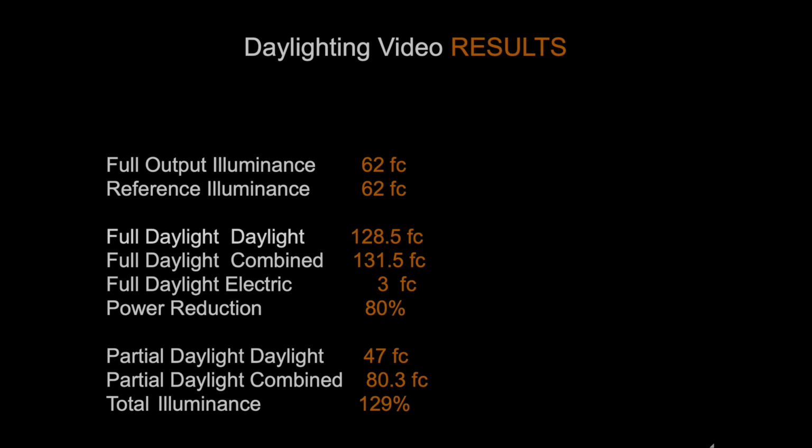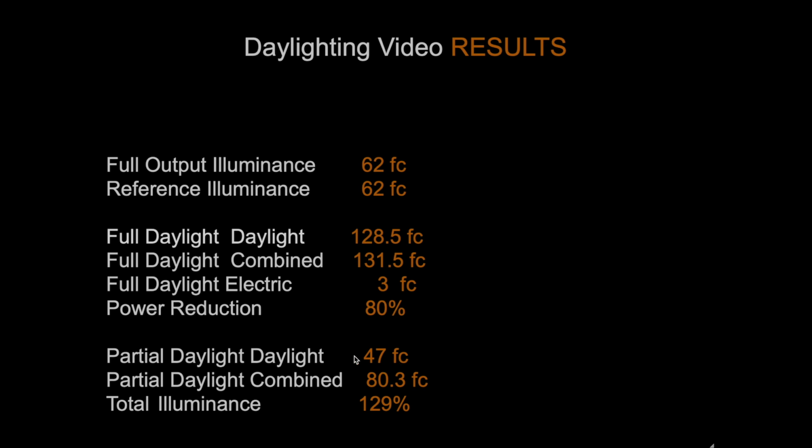The final test we did for our closed loop continuous dimming system was the partial daylight test. Now the partial daylight test needs to be conducted when there's 60 to 95% daylight entering the space at your reference location, 60 to 95% of your reference illuminance, entering the space measured at your reference location.